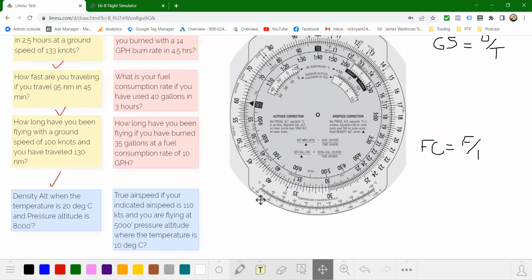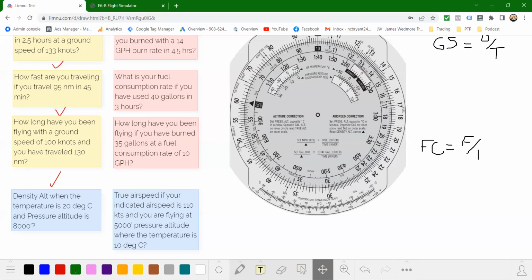All right. So this question says, what's the density altitude when the temperature is 20 degrees C and the pressure altitude is 8,000 feet? So when you're taking the FAA written exam, you're going to have that density altitude chart in your figure book. It's got the pressure altitude correction table on the side, and then it's got the density altitude chart. Now I would use the chart if I was on the FAA written. I wouldn't use my E6B.